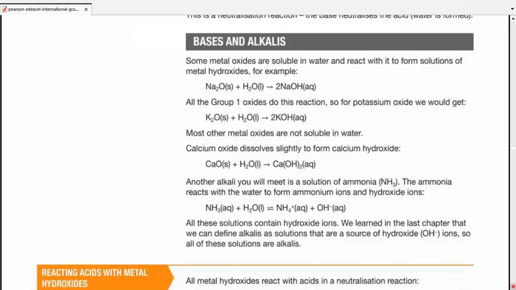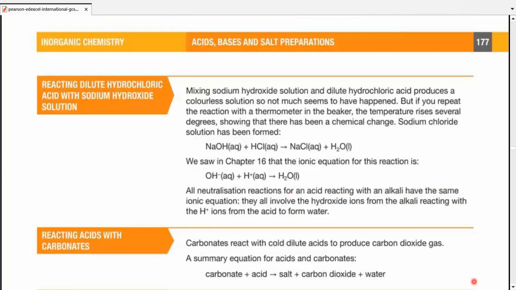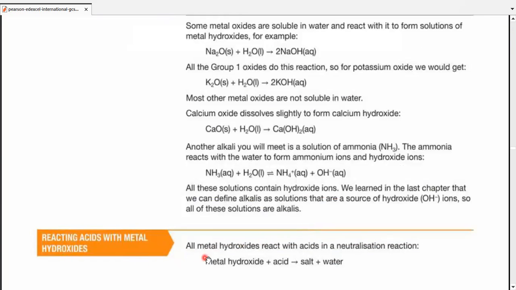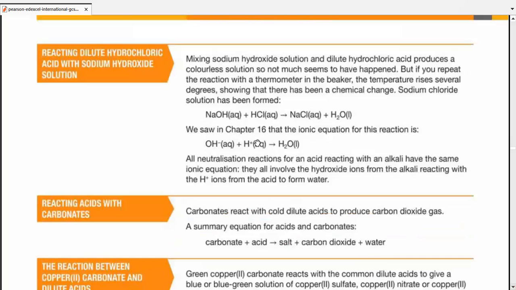Alkalis can also react with acid and form salt and water. Reacting acids and alkalis would be something like this. So metal hydroxides, which we are simply calling alkalis, can react with acid and form salt and water. This is also a neutralization reaction. So an alkali reacts with an acid, forms a salt and water. The ionic equation is like this.